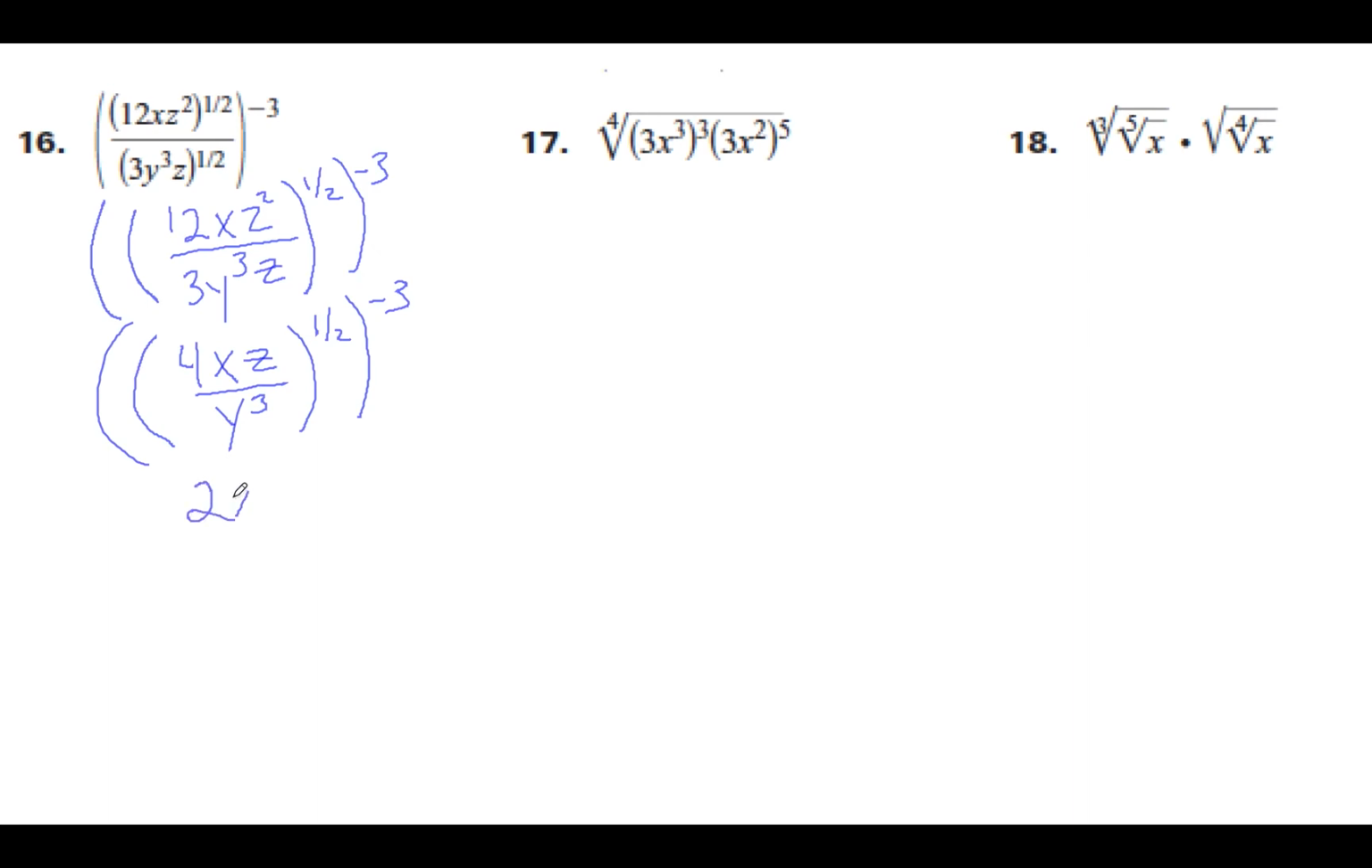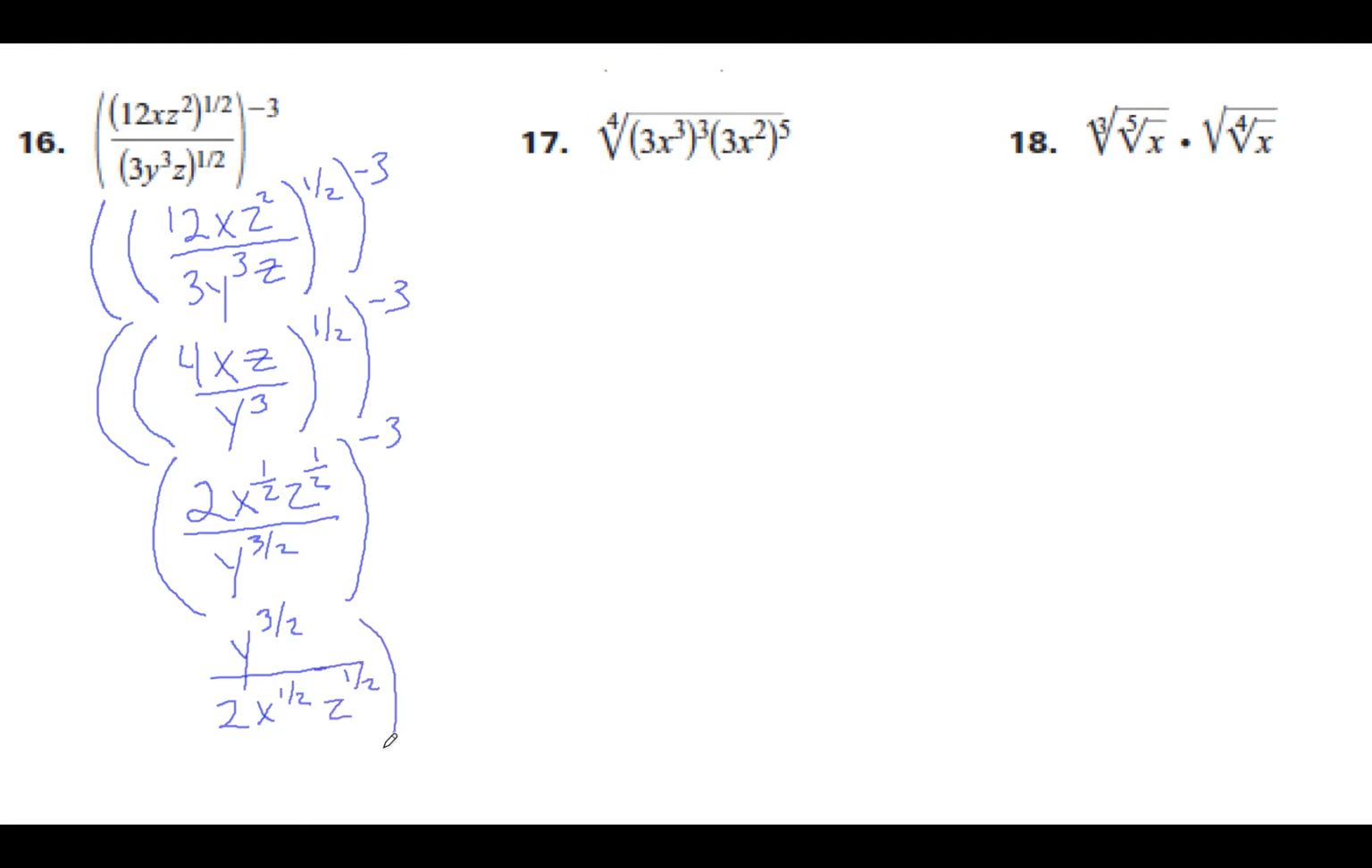which is 2, x to the 1/2, z to the 1/2, y to the 3/2. That's all being raised to the negative third power. So we're now going to flip the whole thing upside down. Y to the 3/2 over 2x to the 1/2 z to the 1/2 raised to the third power.